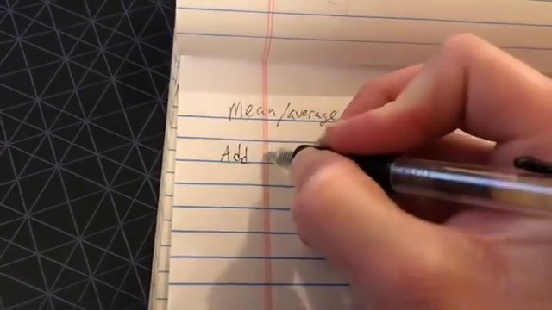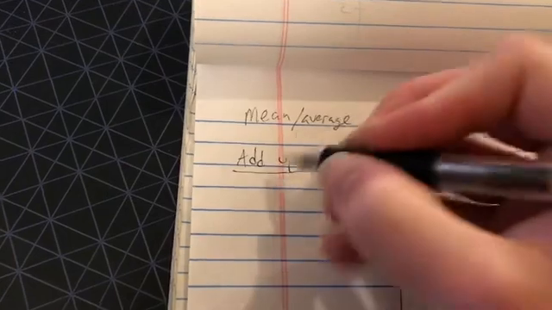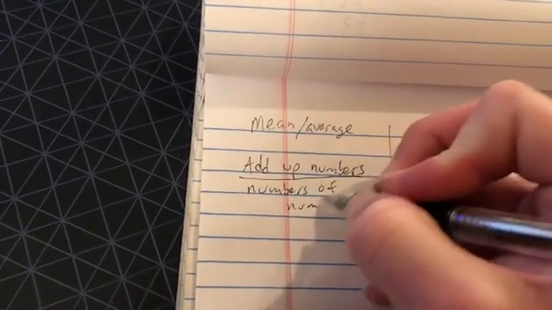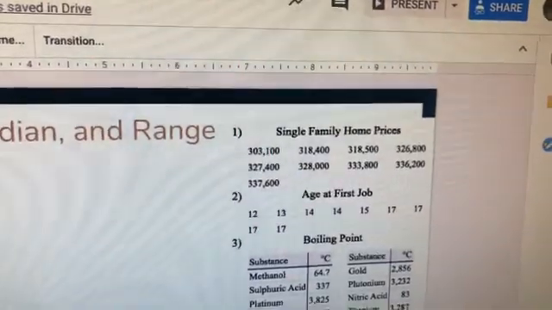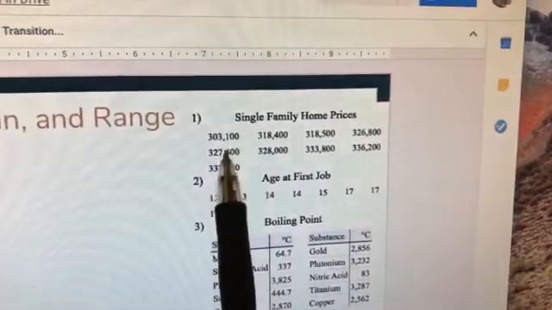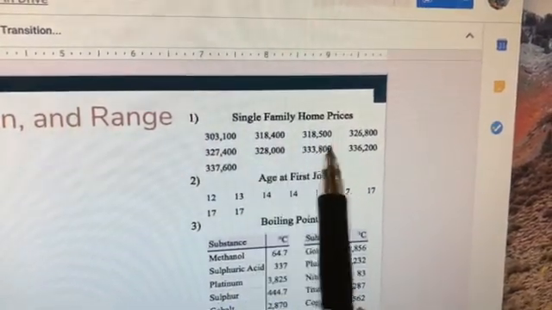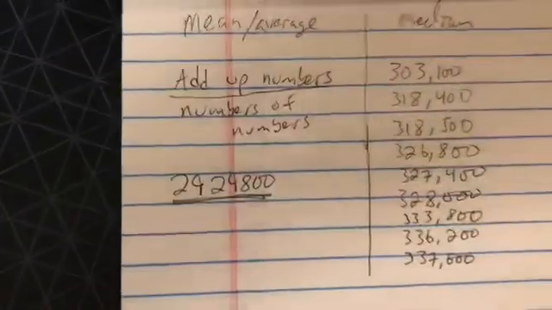When you're asked to find the mean or the average, you're going to add up the numbers, and then you will divide by the number of numbers, literally. How many numbers did you literally just add up? So what I'm going to do is add up all of these home prices, and then divide by 1, 2, 3, 4, 5, 6, 7, 8, 9, since I'm about to add up 9 numbers. I add up the price of those 9 houses.